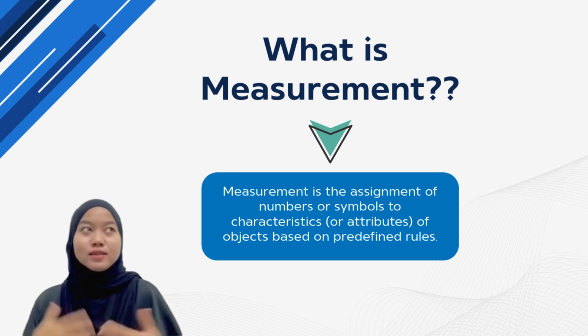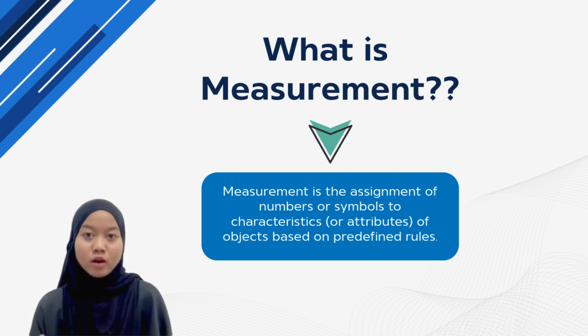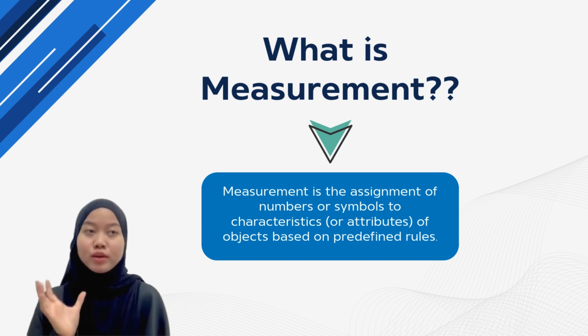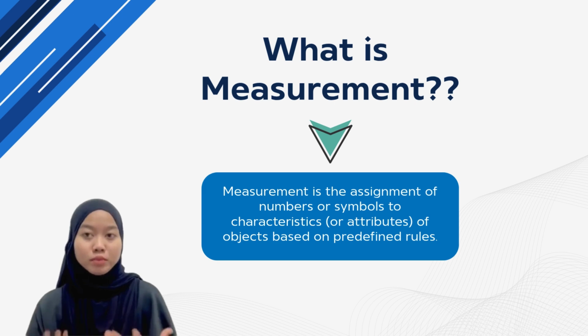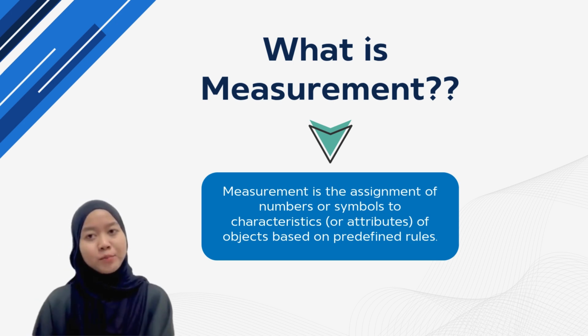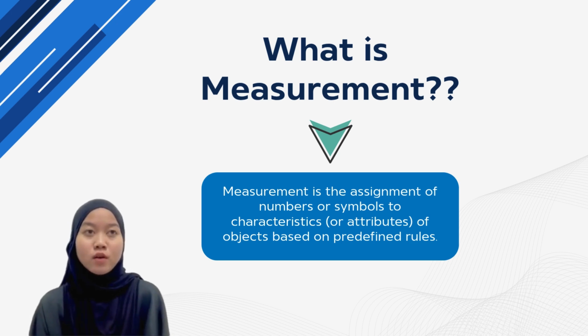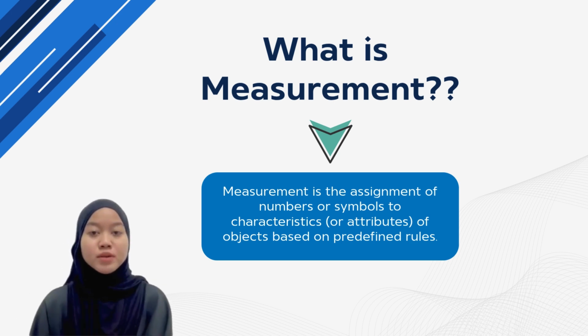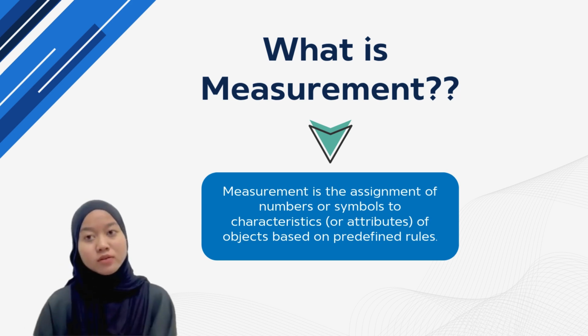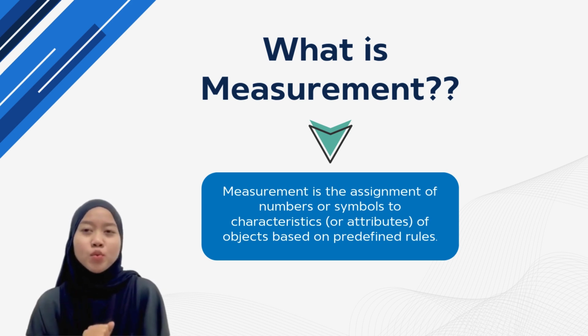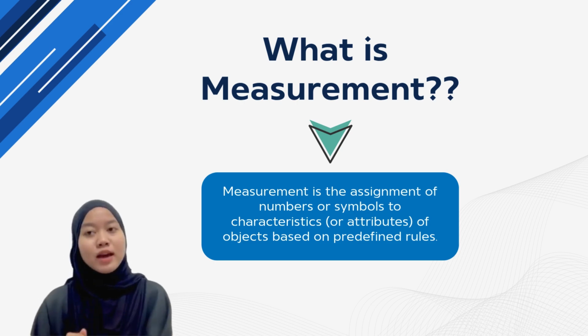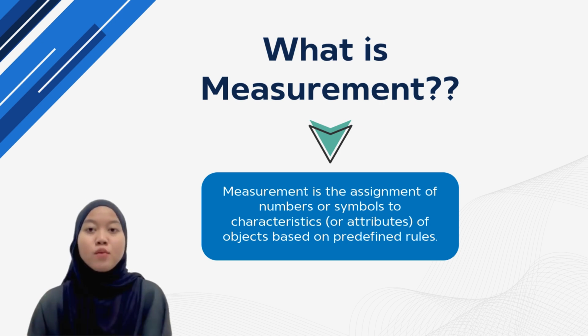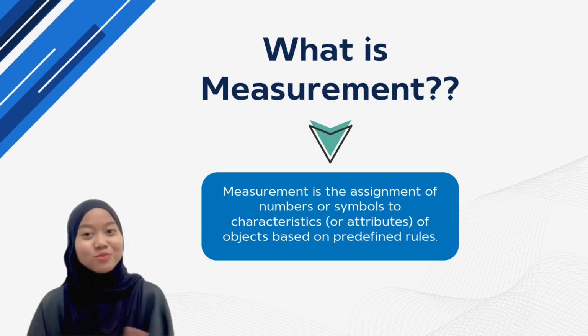Okay, so what is measurement? Measurement is the assignment of numbers or symbols to characteristics or attributes of objects based on predefined rules. For example, if you want to measure how happy customers are, you can't see it directly, but you can ask, how satisfied are you on a scale of 1 to 5? To add on, measurement is like turning feelings, behaviors, or features into numbers so we can study them properly. Just like we measure height in cm, we can measure satisfaction in numbers too.